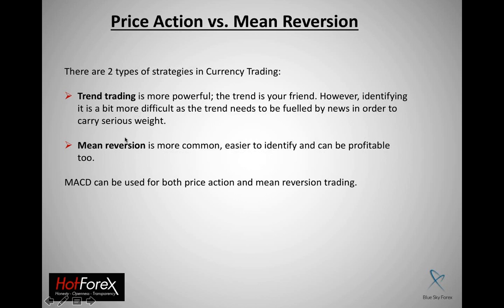However, more often than not, the market actually presents itself in a mean reversion mode, which means that it's kind of ranging. It's moving from support to resistance level and bouncing back. And this is slightly more common. It's easier to identify. And when the prices turn, right, after hitting support and resistance levels, offer some pretty good mean reversion trading opportunities. The MACD can actually be used for both trend trading and mean reversion trades.